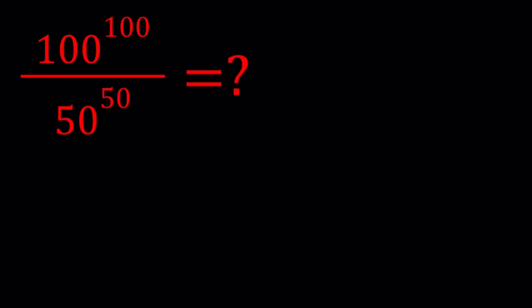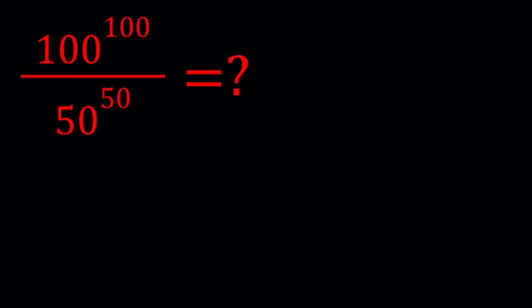We have 100 to the power 100 divided by 50 to the power 50. So these are exponential expressions and these are very large numbers. I'm also going to be showing you some numerical values from Desmos as well as Wolfram Alpha. So let's go ahead and simplify this. We can do it in a couple of ways.